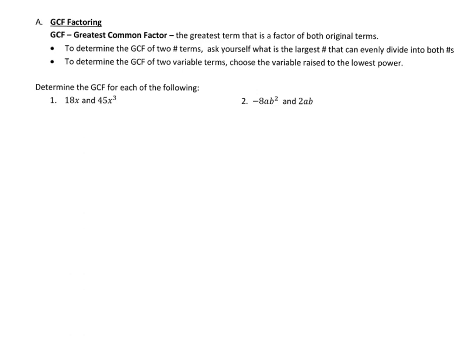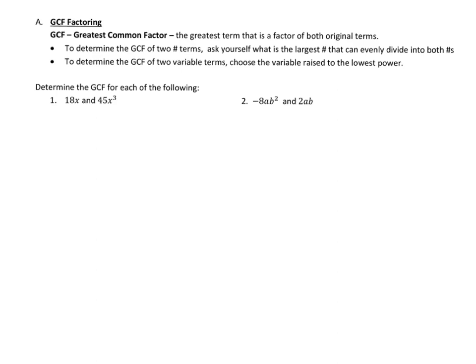The first kind of factoring, like I said, is GCF factoring, and that's what we're going to look at today. So GCF is an abbreviation for greatest common factor: the greatest term that is a factor of both original terms. So there is a two-step process when we are looking at multiple terms and we want to determine the GCF, the greatest common factor.